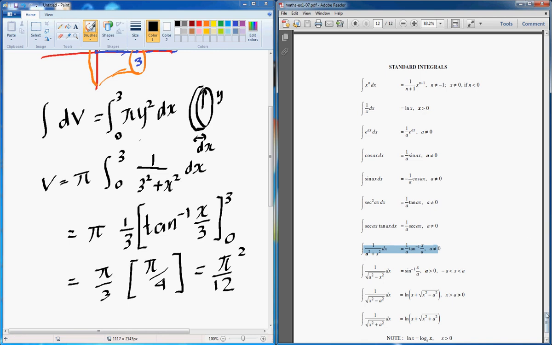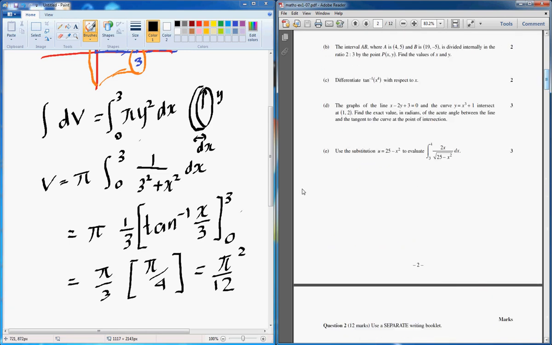So tan inverse x on 3, and don't forget this 1 on 3 as well. And that goes between 3 and 0. So when x equals 3, this is 1, and tan inverse of 1 is pi on 4. And when it's 0, tan inverse is 0. Okay, so this is pi on 3, I end up with pi squared on 12.